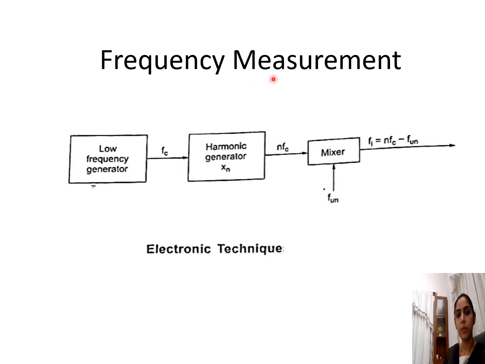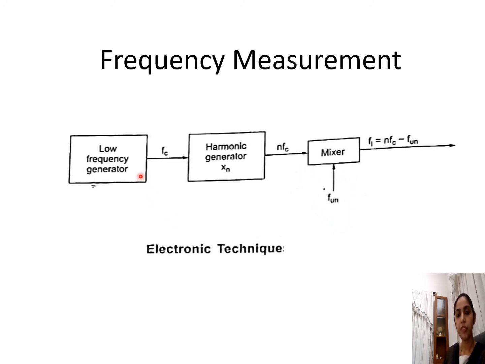This method of frequency measurement, we call it an electronic technique. It is not much used in the lab like the slotted line or the direct method. But it is an accurate method, though a little expensive. Here we have an unknown frequency which we have to measure.